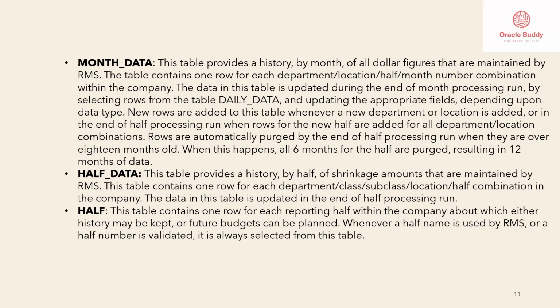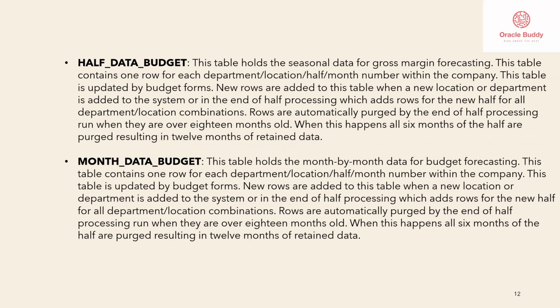Next table is half data. This table provides a history by half of shrinkage amounts that are maintained by RMS. This table contains one row for each department, class, subclass, location, half combination in the company. The data in the table is updated in the end of half processing run. Next table is the half table. This table contains one row for each reporting half within the company about which either history may be kept or future budget can be planned. Whenever a half name is used by RMS or a half number is validated, it is always selected from this table.